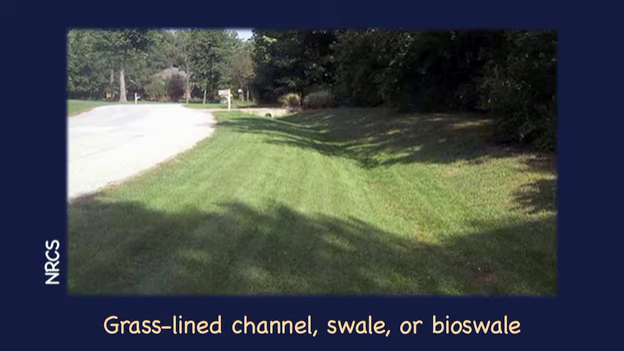Grass-lined channels, also called swales or bioswales, are used in urban drainage. The intermittent zone is transitional between the permanently wetted zone and the floodplain. Cattails are placed in the intermittent zone.